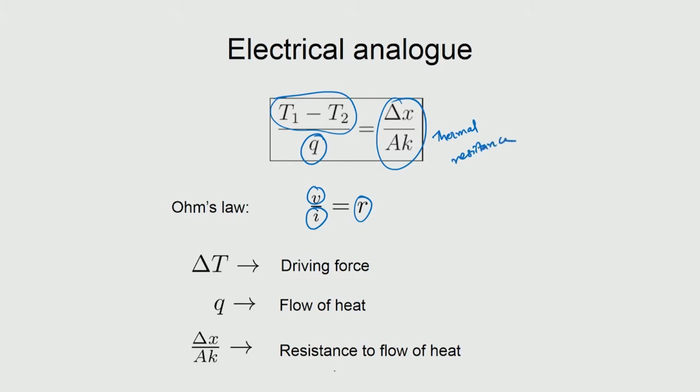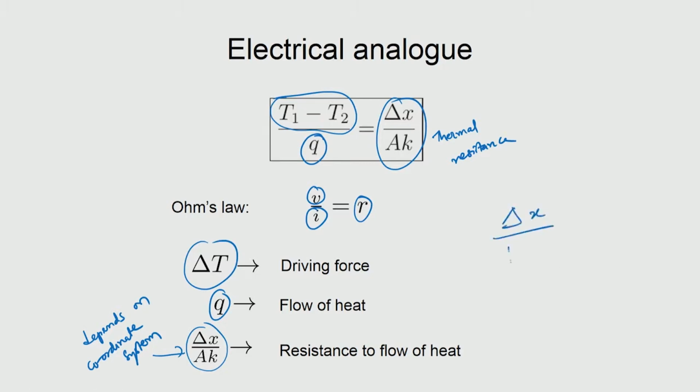So, that way we are able to compare the role of delta T, the role of Q, the heat flow, and the role of thermal resistance, delta X by Ak. So, this form depends on the coordinate system. So, we must watch out. In the case of the rectangular coordinate system, it is basically delta X by Ak, which then we can already look at what is the implication.